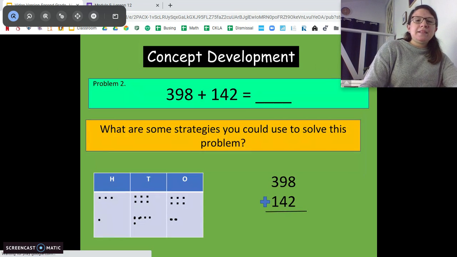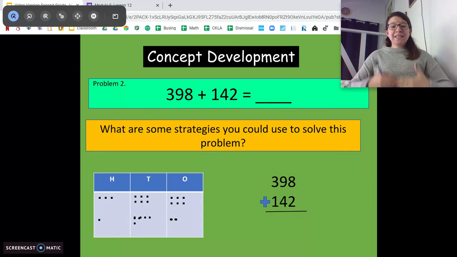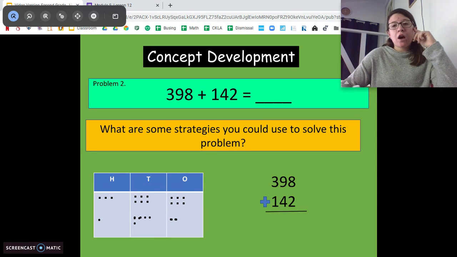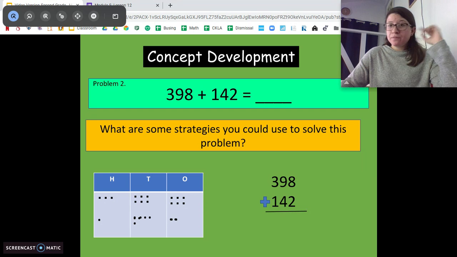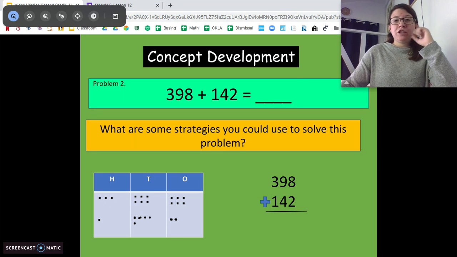All right, let's do this next one. Same idea, we're going to solve it a couple different ways. So we have 398 plus 142. Pause and turn and talk. What are some strategies that you could use to solve this problem? Talk to someone at home about a strategy that you could use to solve this problem.